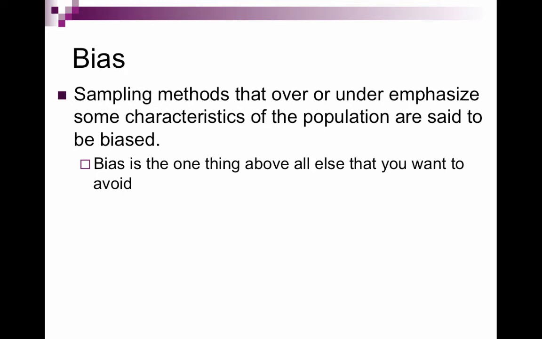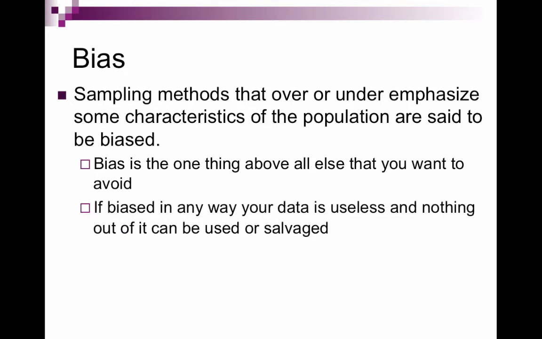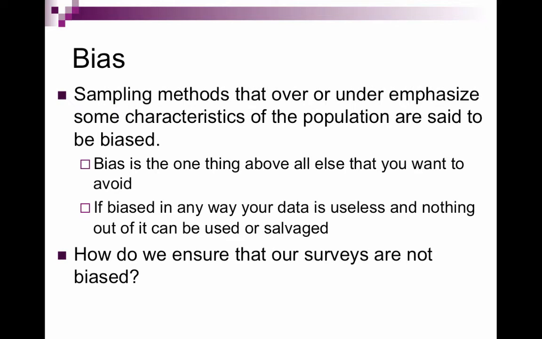Bias is the one thing above all else that you want to avoid. If biased in any way, your data is useless and nothing out of it can be used or salvaged. If you have bias, you have to throw away your entire study and start over. So again, you want to avoid bias. How do we ensure that our surveys are not biased? Well, I've heard from many of you, Bryant, you asked this on Friday, what is the point of random numbers? When you use random numbers and you randomize, we end up avoiding bias. To avoid bias, we have to randomize our sample.